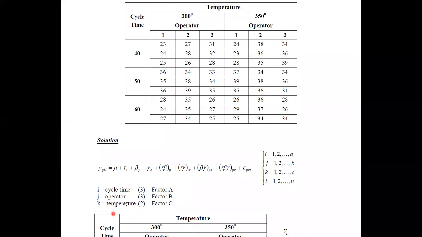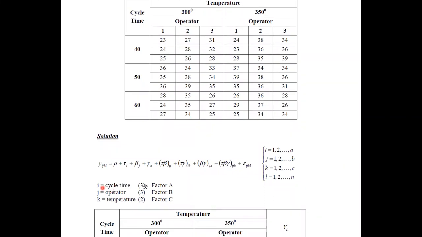And now if you are assigning this i, j and k with the factors that we are assigning, we can say this i is the cycle time, and I have taken it as factor A. j is the operator and it has been taken as factor B, and k is the temperature and it has been assigned as the factor C. And you can see that there are 3 levels for factor A and B, while 2 levels for factor C.